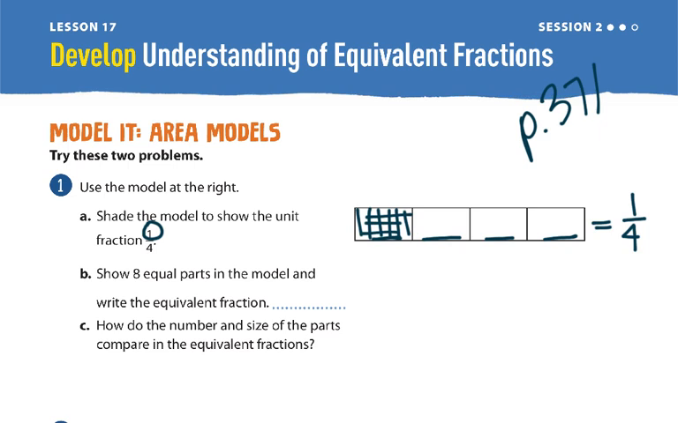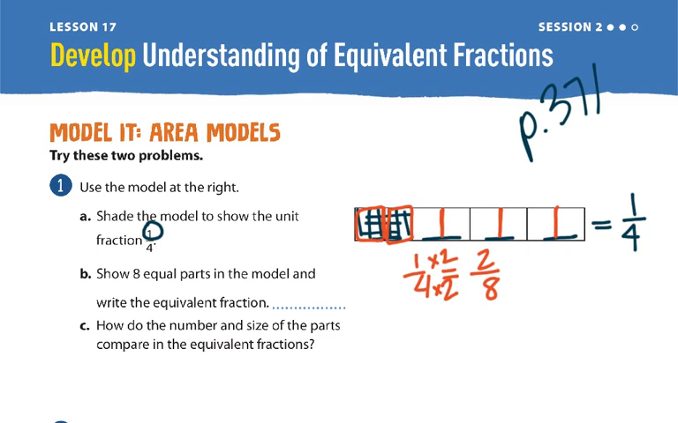Show 8 equal parts in the model. So I'm going to divide it into 8 parts now. So I went from 1/4 and I divided it into 8 parts. How many times do I have to times 4 by to get to 8, Sawyer? 4 times 2. Whatever I do to the bottom, I do to the top. 1 times 2 is 2. You can see right there that 2 are shaded in.